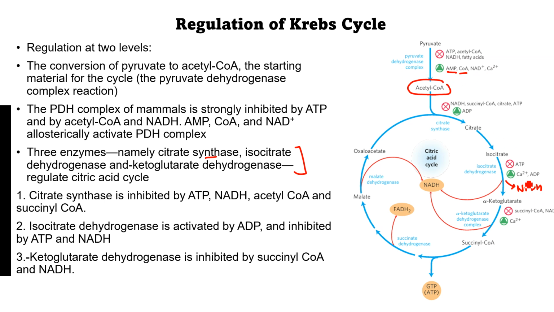Then one more important point is that calcium is one of the molecules which can activate the isocitrate dehydrogenase and alpha ketoglutarate dehydrogenase complex. Other than the normal things we know, such as NAD plus and FAD plus activating the enzyme, one thing you can remember is that calcium also activates isocitrate dehydrogenase and alpha ketoglutarate dehydrogenase complex. Citrate synthase is inhibited by ATP, NADH, acetyl CoA, and succinyl CoA.